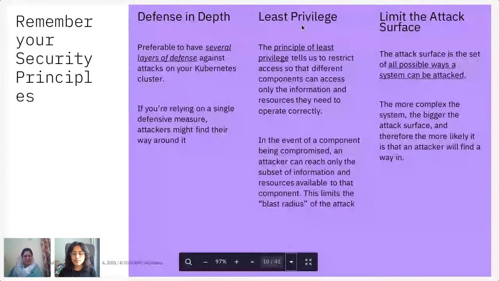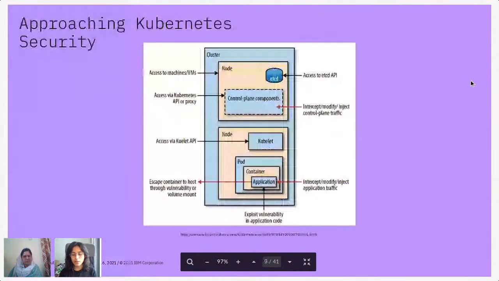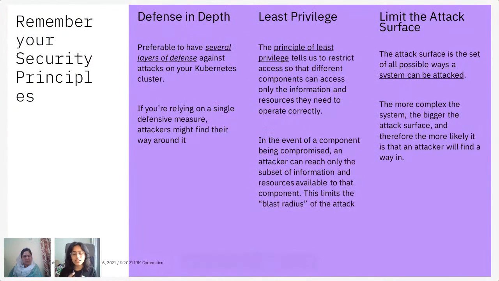The second one is principle of least privilege. So always restrict access so that the different components can only access the information required they need to operate correctly, and only for a given duration of time. So in the event of your system being compromised, this actually limits the blast radius. It limits how much of your application is affected. And the third one is to limit the attack surface. So like we saw in the previous slide, all the different ways your application can be attacked. So the more complex or the bigger your application is, the more likely it will be that an attacker can find a way in, right? So we've covered the Kubernetes basics and we've covered the security principles.